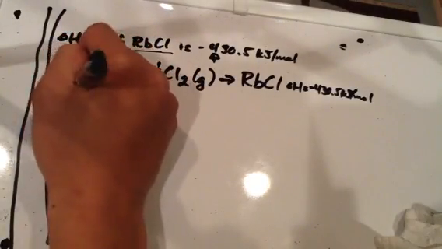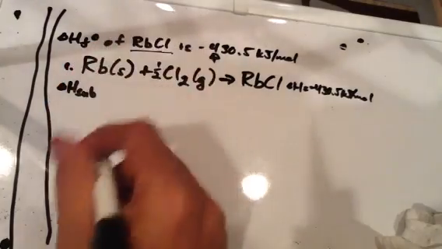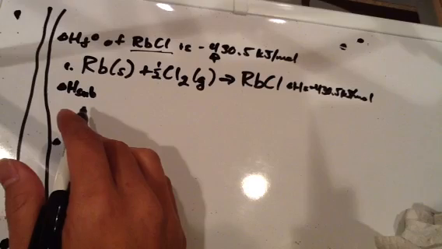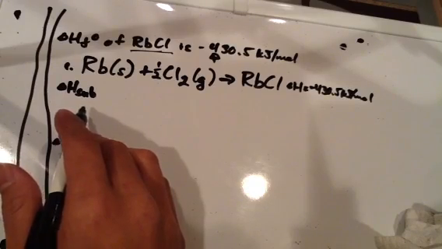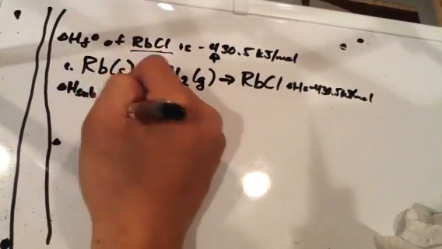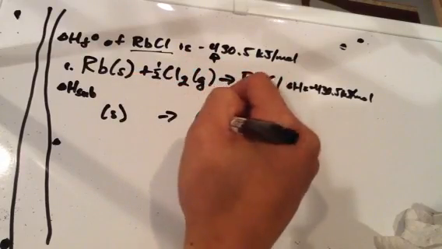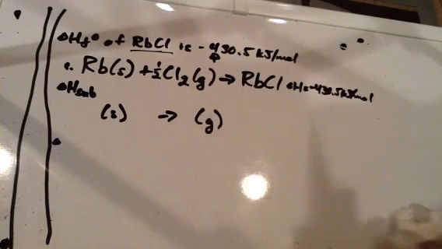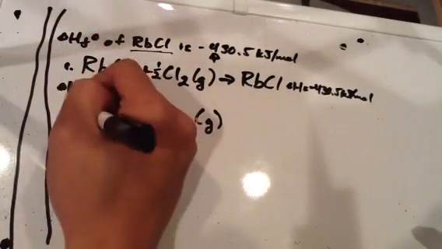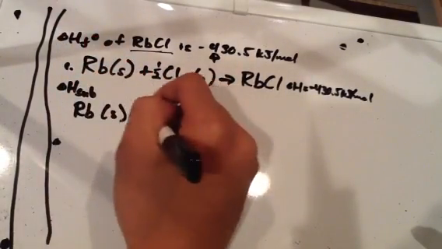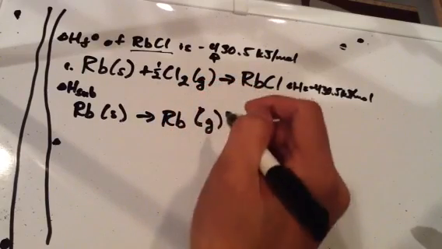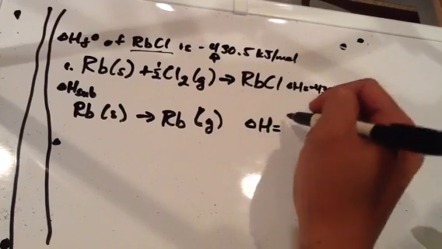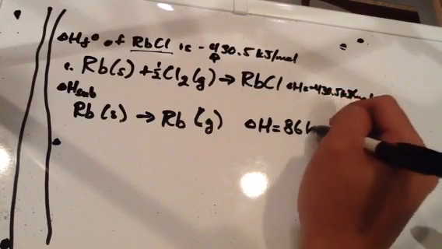So I'll just write this as enthalpy of sub, that's subscript sub, of rubidium is 86 kilojoules per mole. What they're really saying here is that sublimation of something means you're going from a solid state to a gaseous state, but you're not worrying about the liquid state. It doesn't really pass through that liquid state. So in this case, rubidium solid turns into rubidium gas, and my delta H is going to be equal to 86 kilojoules per mole.